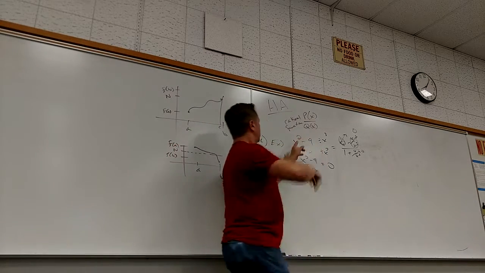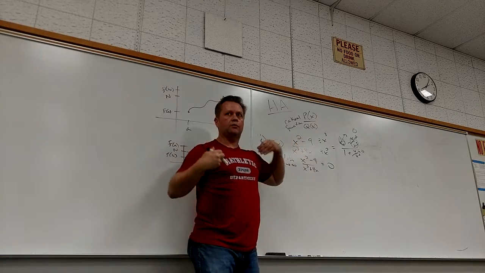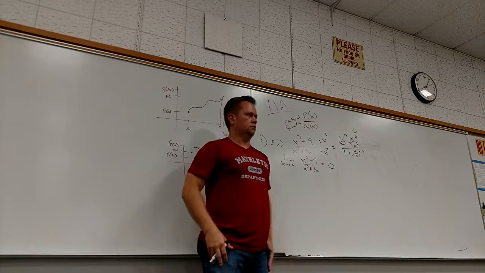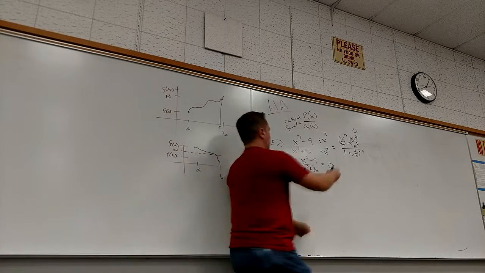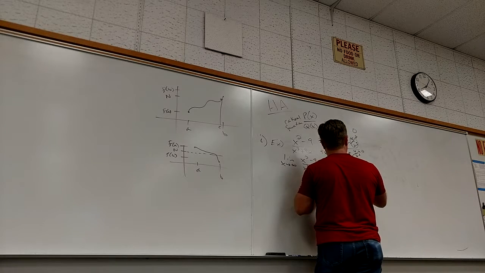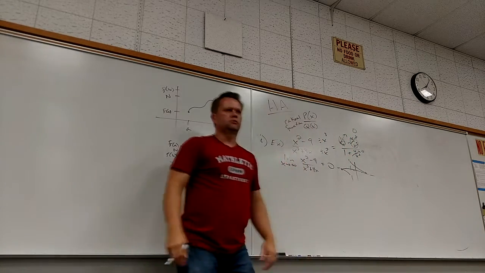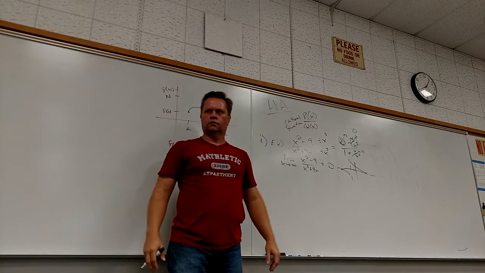So anytime the top power is smaller than the bottom power, the bottom overwhelms the top. It's going to go to 0. It could be freaky things in there. But when x is really big, it's got to go to 0. That's one possible way it could look.